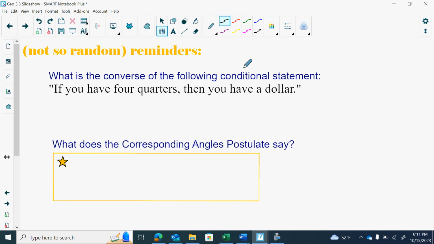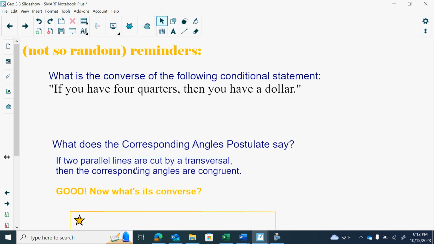Just a friendly reminder: what is the converse of the following conditional statement? If you have 4 quarters, then you have $1. The converse would be, if I have $1, then I have 4 quarters. So remember, the converse is flipping the hypothesis and conclusion. And from last class, the corresponding angles postulate says, if two parallel lines are cut by a transversal, then the corresponding angles are congruent. Now think about what the converse would be: if the corresponding angles are congruent, then the two lines cut by a transversal are parallel.